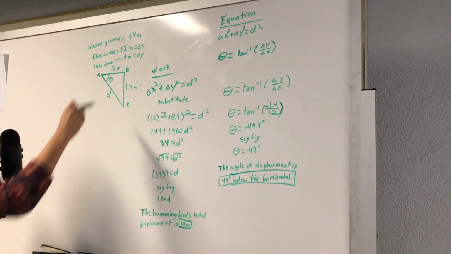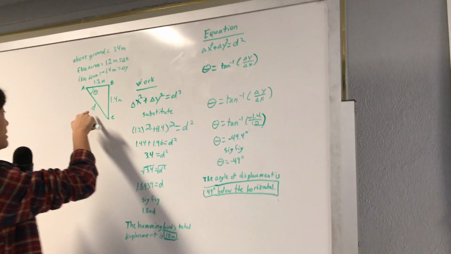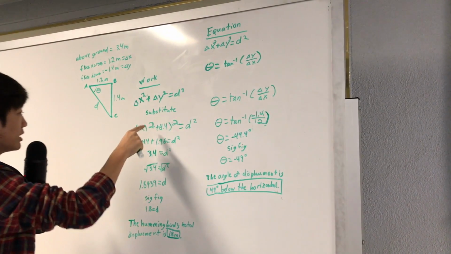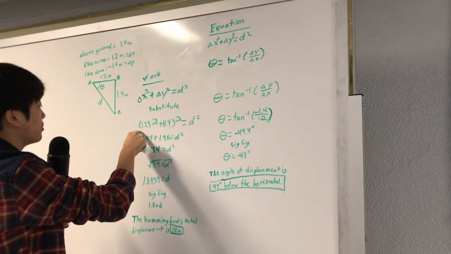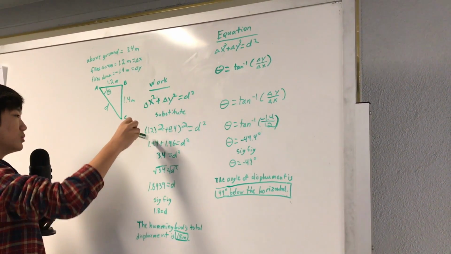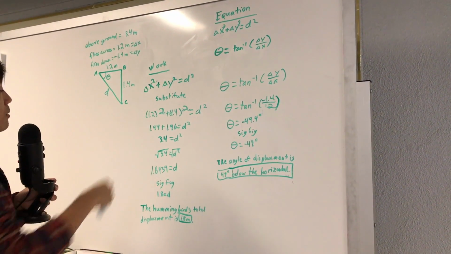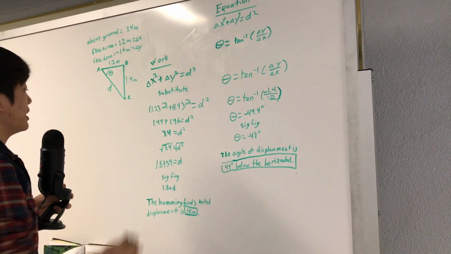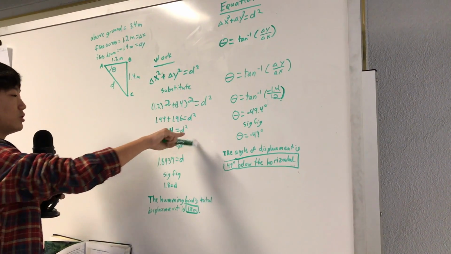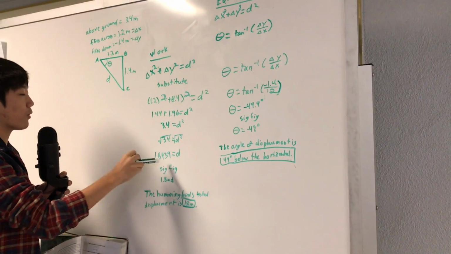We need to find this, and the way we can find this is through the Pythagorean theorem. We want to find the displacement squared, so we use this equation, x squared plus y squared equals displacement squared. We substitute these values in, so we get 1.2 squared plus negative 1.4 squared equals displacement squared. Then you square these two numbers and get 1.44 plus 1.96 equals displacement squared. If you add these two up, you get 3.4 equals displacement squared. To get d by itself, you find the square root of both sides, and you get 1.8439 equals d.